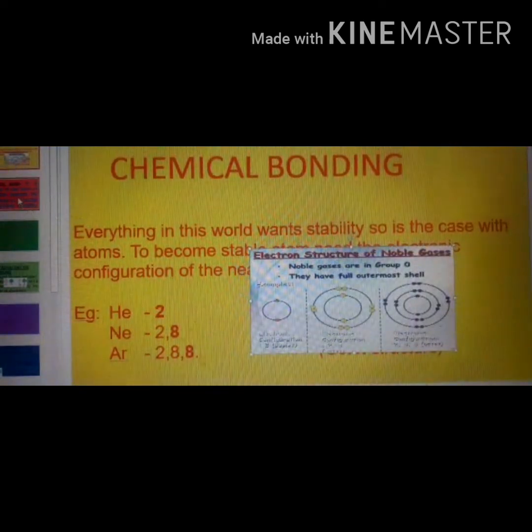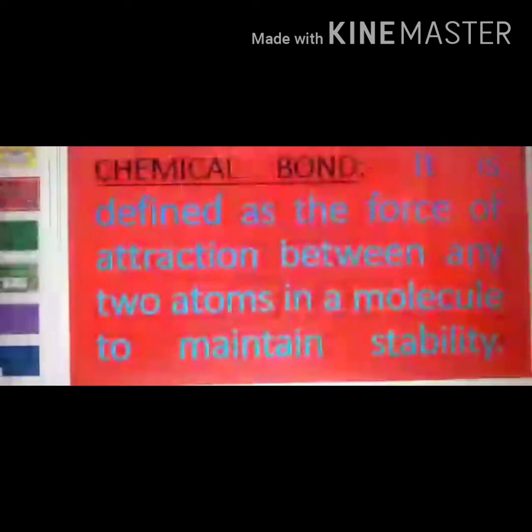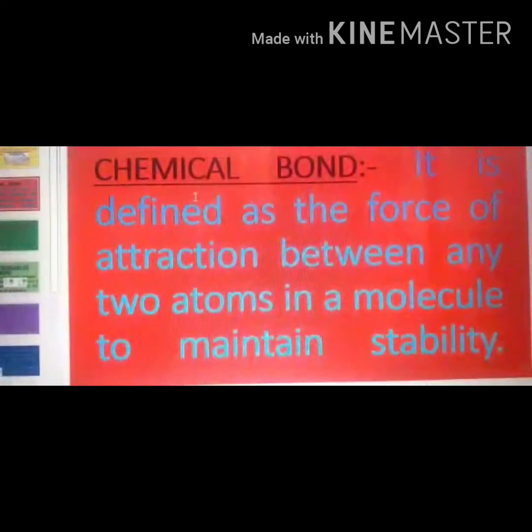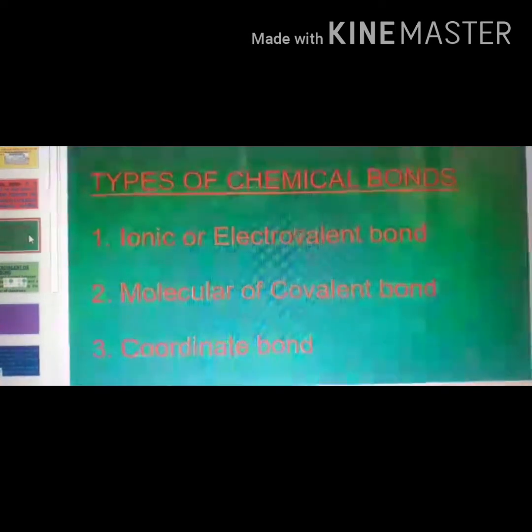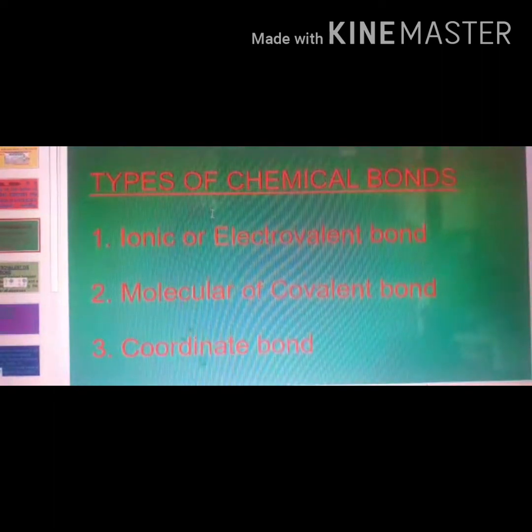Let us move forward. Let us first define a chemical bond. A chemical bond is defined as the force of attraction between any two atoms in a molecule to maintain stability. It is a kind of force of attraction between two atoms, remember. How chemical bonds are formed, we are going to discuss. First of all, we will discuss the types of chemical bonds. In class 10, we will discuss 3 common types of chemical bonds. The first is ionic or electrovalent bond. The second is molecular or covalent bond. And the third is coordinate bond.